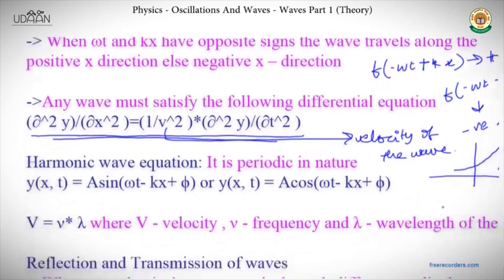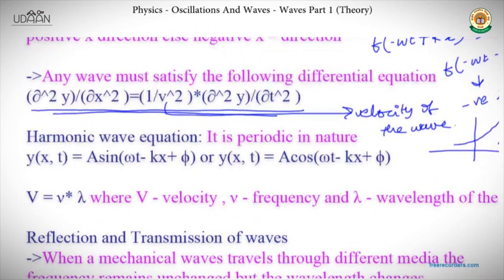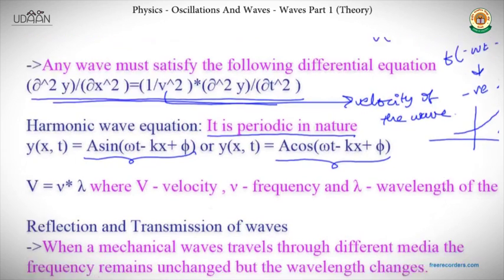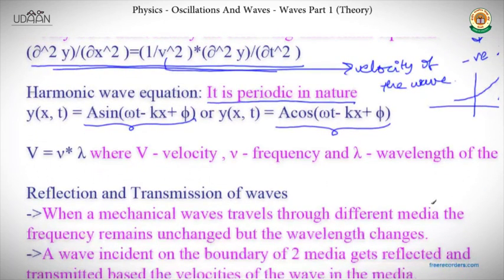And then what is a harmonic wave? This is the wave equation which we are going to deal with most of the time, because it is very easy to manipulate and get the physical significance. The first important property is that it is periodic in nature. It repeats itself. And it can be written in two forms, one in the sinusoidal form and the other in the cosine form. Obviously both are interchangeable, and you know enough trigonometry to change from one form to the other.